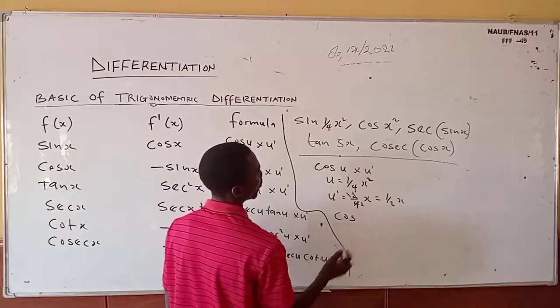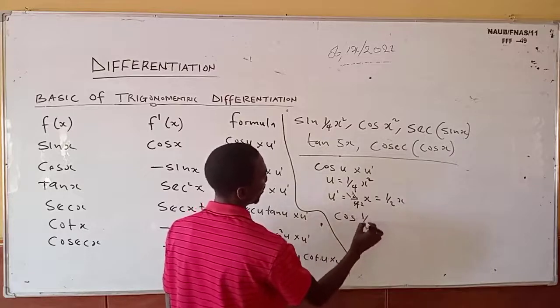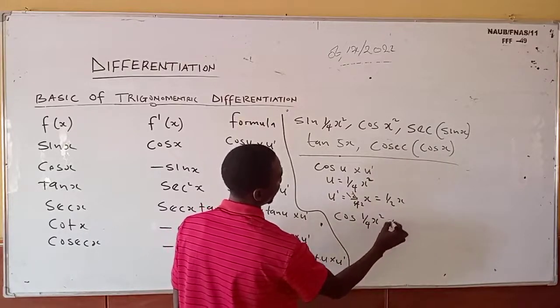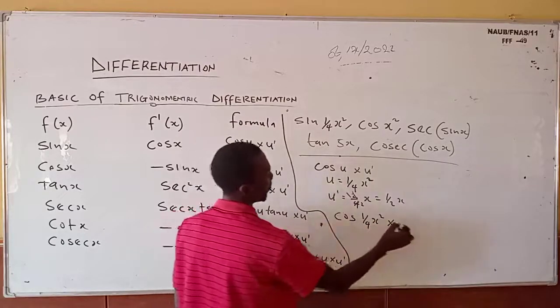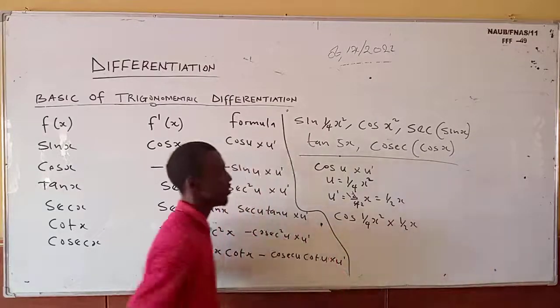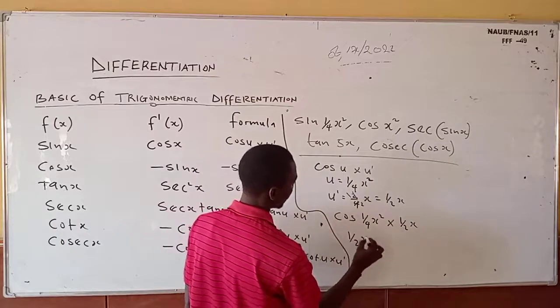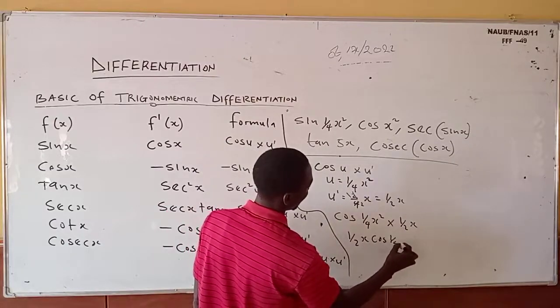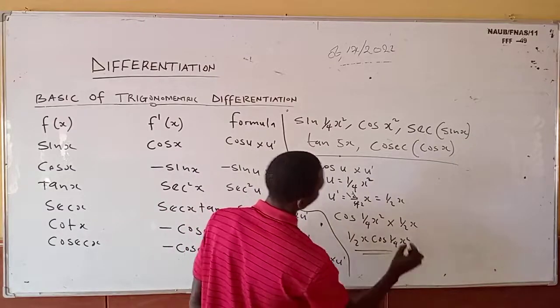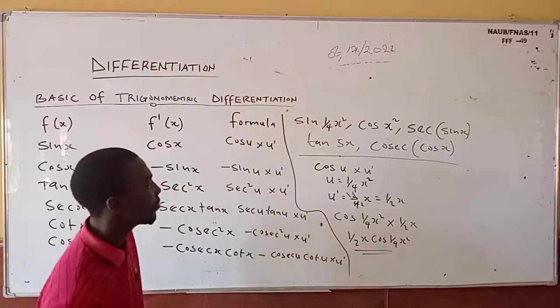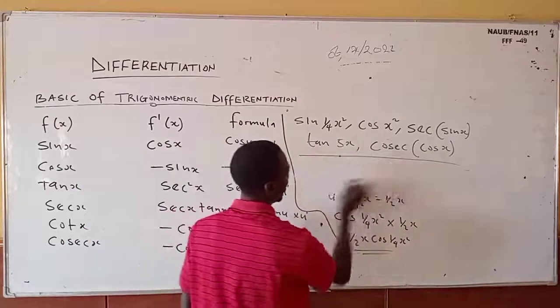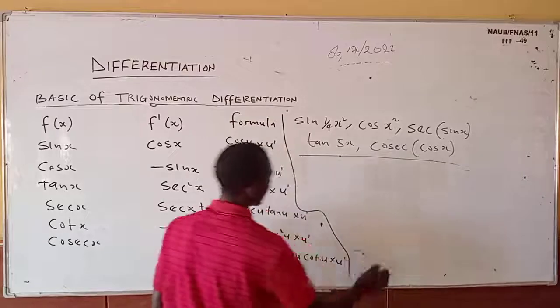So now let's substitute this back in our formula. This will be cos u. What is u? u is 1 over 4 s squared, times u prime. What is u prime? 1 over 2 s. I hope you get this. So now we can write our answer as 1 over 2 s cos of 1 over 4 s squared. Okay. So you get this.